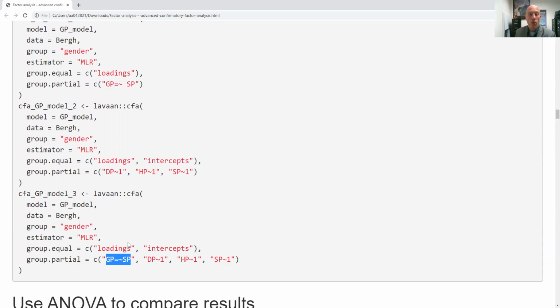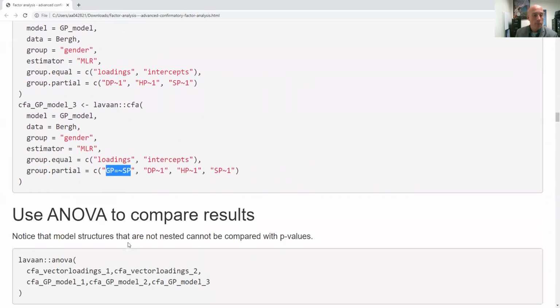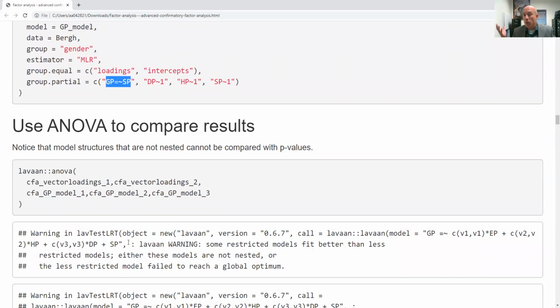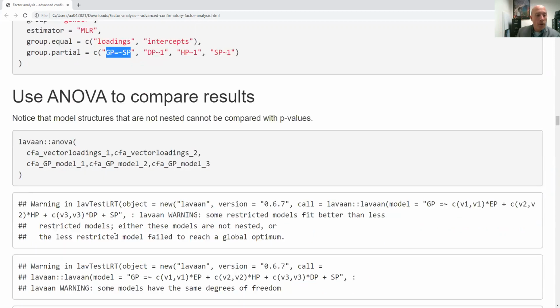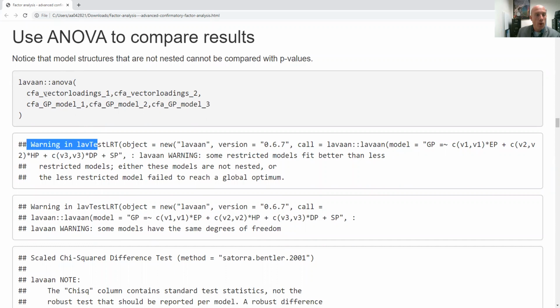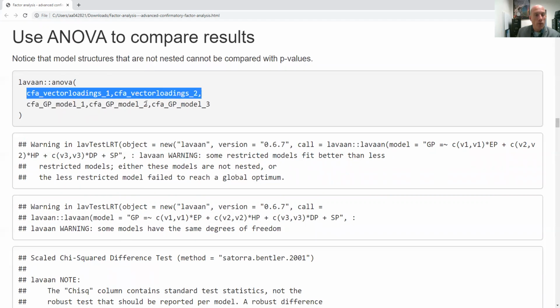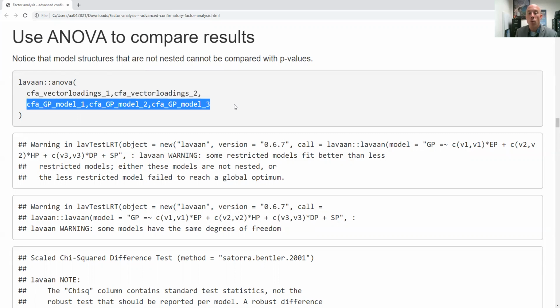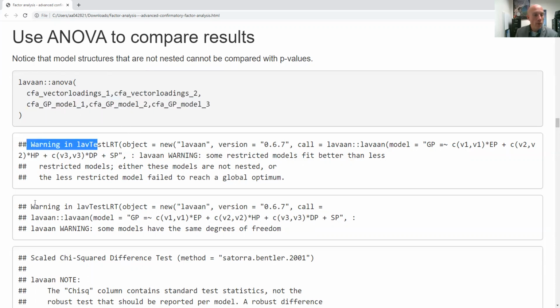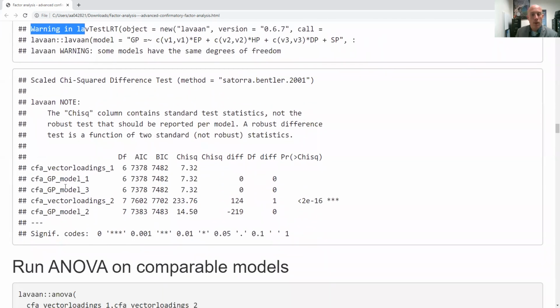Okay, so now let's take a look at these. We want to compare them. So I'm going to run ANOVA on all of them to see what happens. Well, when I do this, I get a bunch of warnings. I'm running ANOVA on the 2 vector versions and the 3 group.equal versions. I get warning, warning. And then I look here and go, hey, what's going on here? I don't get any p-values. The reason for that is that the model structures are not comparable to each other. So this p-value corresponds to 2 models that are comparable, but that's it. The rest of them, sequentially, I do not have comparability.